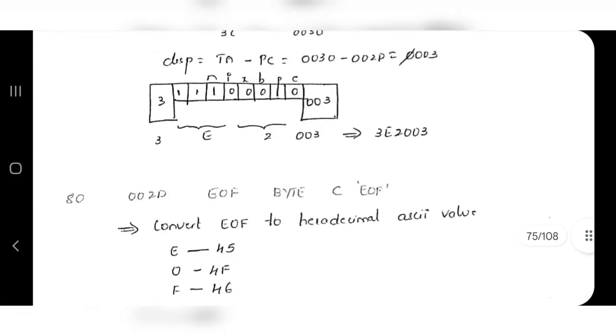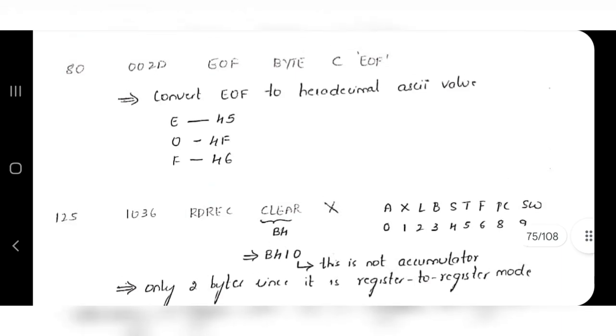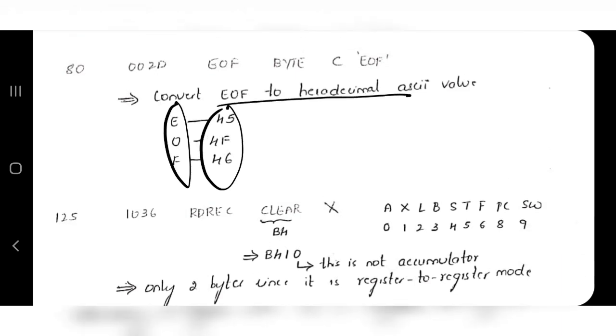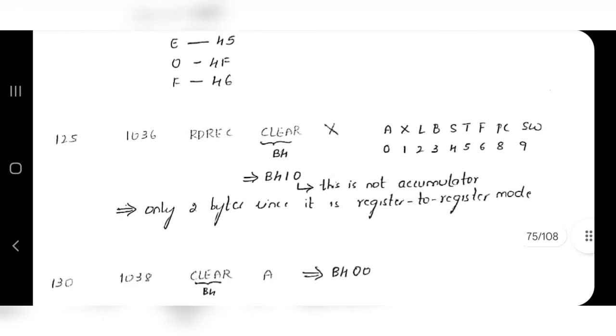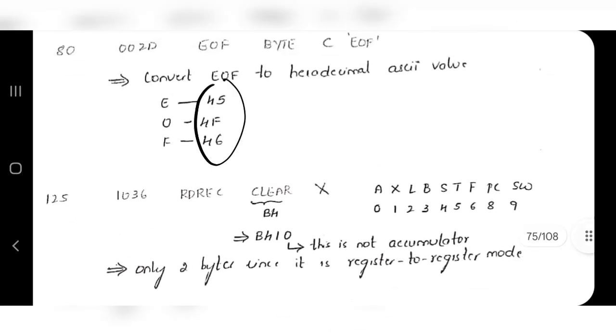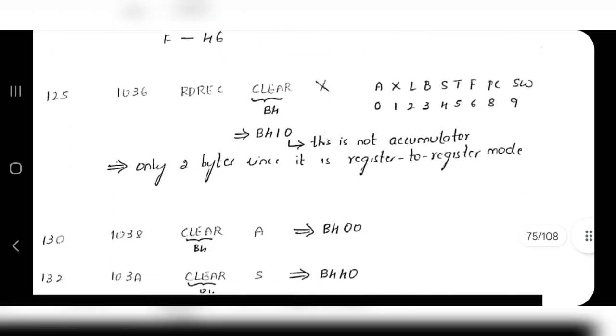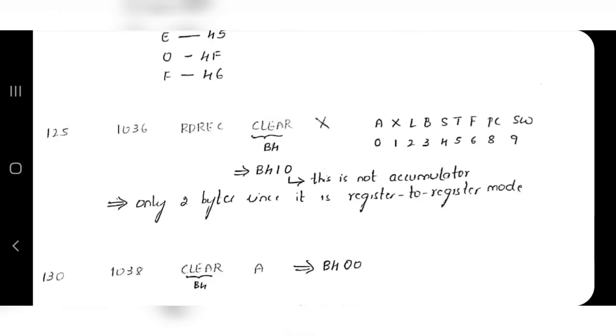So what format 3, and yeah, see here the difference is coming. EOF, the hexadecimal values are 45, 4F and 46, so that's all what we are writing. We're not doing anything else. The answer will be this one only. Okay, 45, 4F, 46.